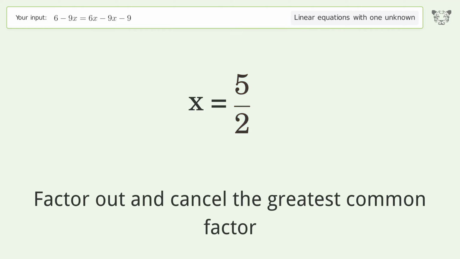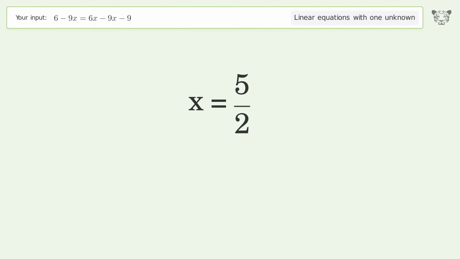And so the final result is x equals 5/2.